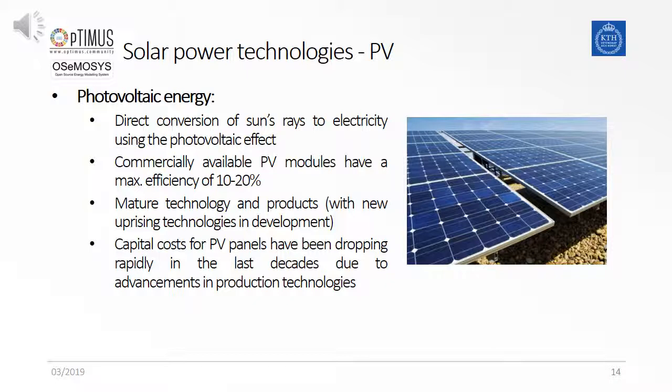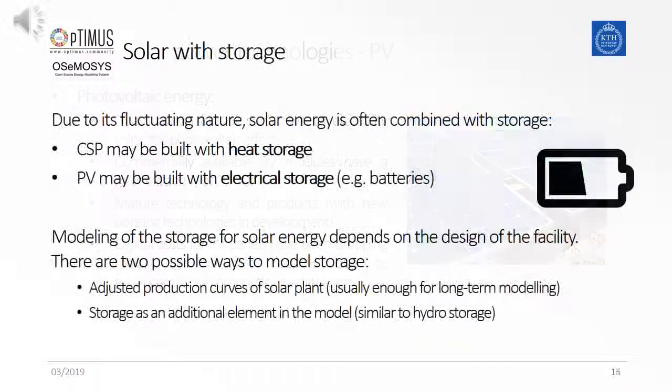However, this is also still an upcoming technology, and there are many different technologies being developed right now for the market. This effort in research and development has also led to a rapid price decrease for PV panels in the last decades. As mentioned before, solar energy is a very fluctuating energy resource. Therefore, it is often combined with some sort of energy storage. For concentrated solar power, this may be some sort of heat storage. For photovoltaics, this may be some sort of electrical or electrochemical storage, for example, batteries.